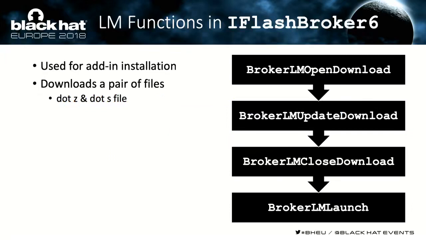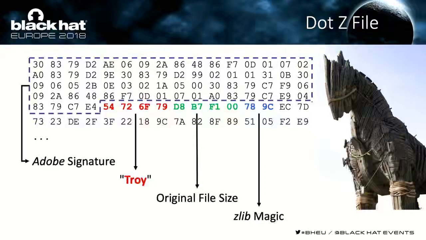In Flash Broker, functions with names starting with BrokerLM are used for downloading and launching add-ins. They are called in this order. And for each add-in, a pair of files will be downloaded. First, it downloads a .zip file. The compressed data block must start with the magic string Troy.